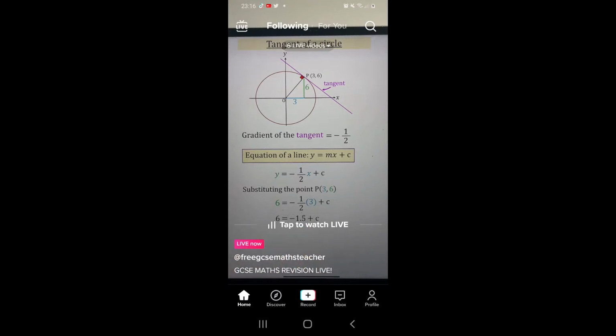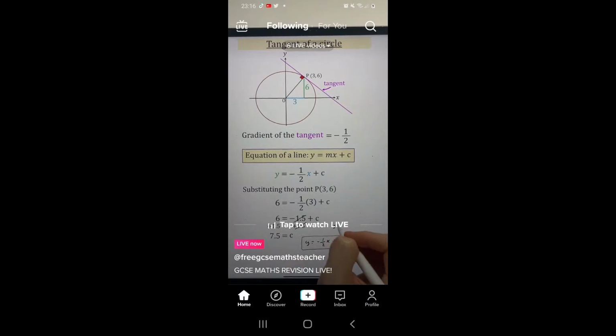I want to get c by itself. The opposite of -1.5 is to add 1.5 to both sides. On the left, I'm going to get 7.5. On the right, -1.5 add 1.5 cancels. Now I have c. Therefore, my final answer is y is equal to -1/2 x plus 7.5, or 15 over 2 as a fraction.